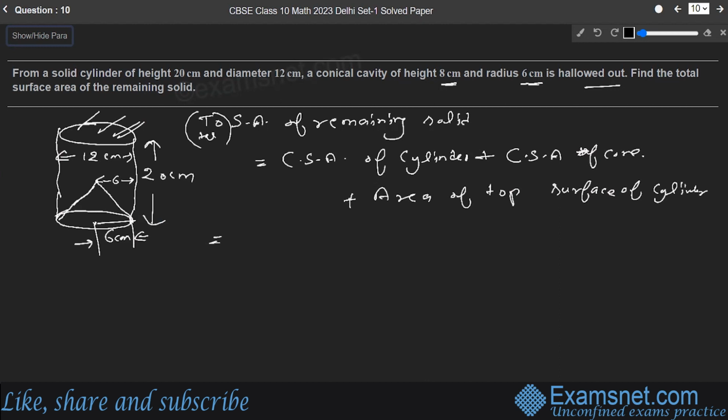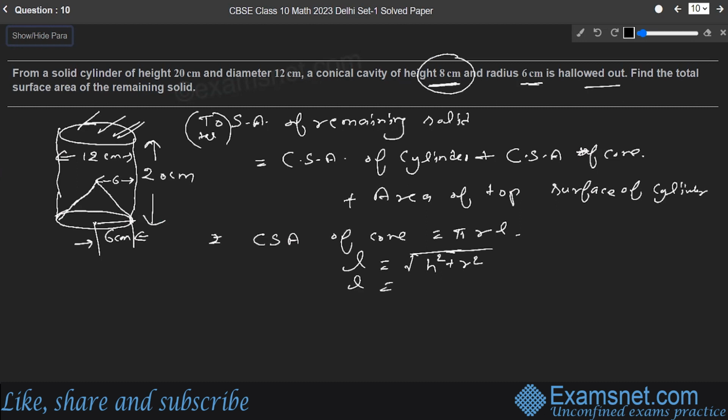So let us do it one by one. First of all, we are finding out the curved surface area of the cone. That is calculated as pi r l, where l is the slant height. For calculation of slant height, we apply one formula which says under root of h square plus r square. H here is nothing but the height of the cone, and that is given in the question. The height of the cone is nothing but 8 centimeters.